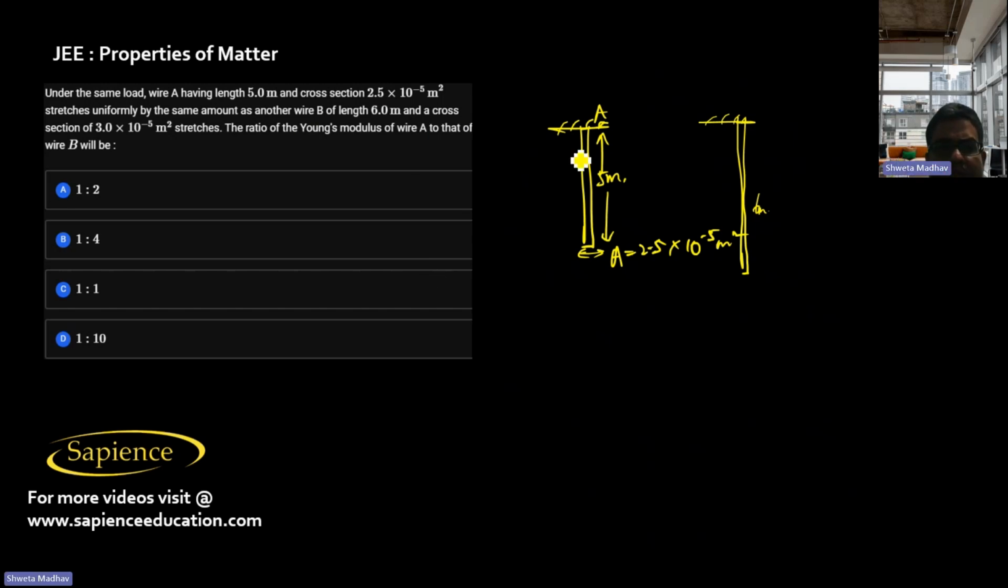Wire A, having length 5 meter and cross section 2.5 into 10 power minus 5 meter square, stretches uniformly by the same amount as another wire B of length 6 meter, and area of cross section A2, that is 3 into 10 power minus 5 meter square. The ratio of the Young's modulus of wire A to that of wire B would be how much?